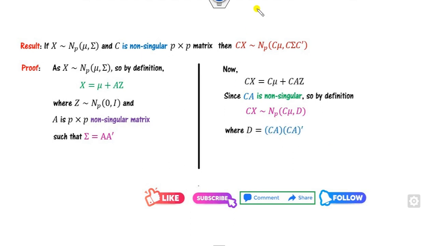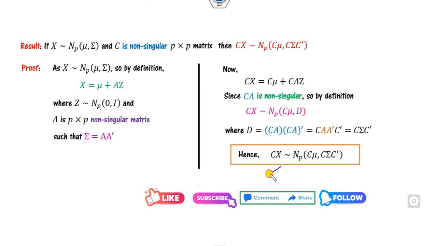Fine. Now you can open this bracket. What is that? It's CA. What is the property of the transpose of AB? It is B transpose into A transpose. Fine. What is the value of A into A transpose? It's sigma. So C sigma C transpose is here. So I can substitute the capital D here, and you will get the required result of this property.